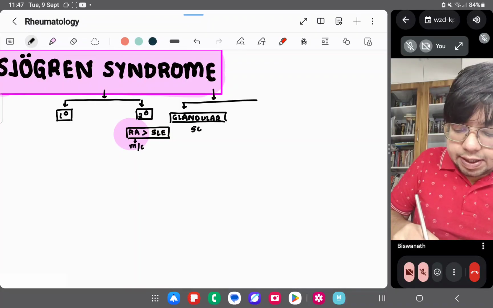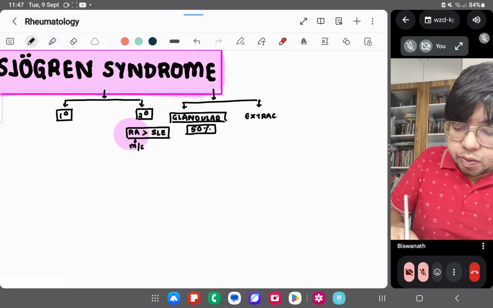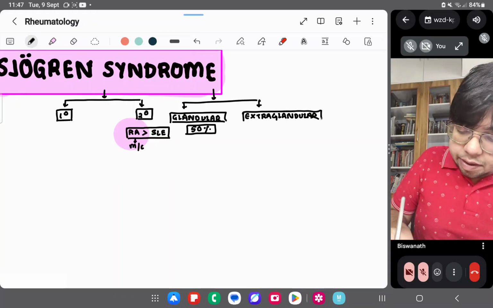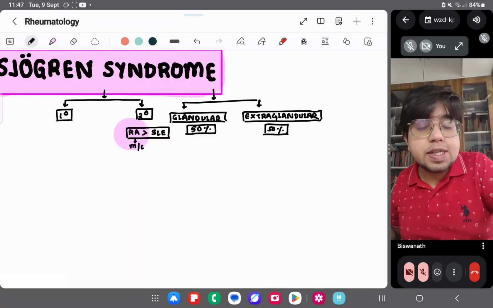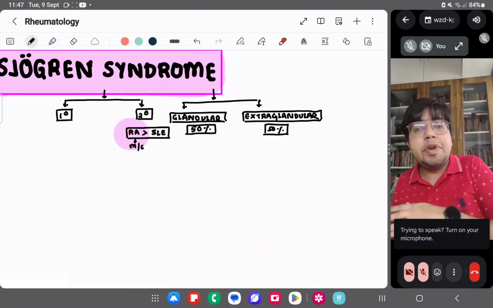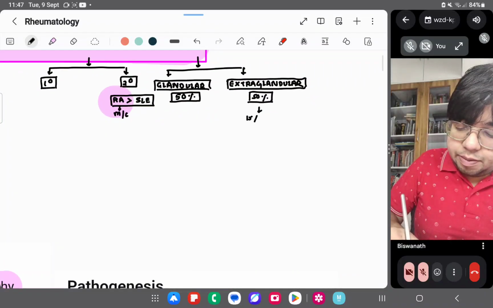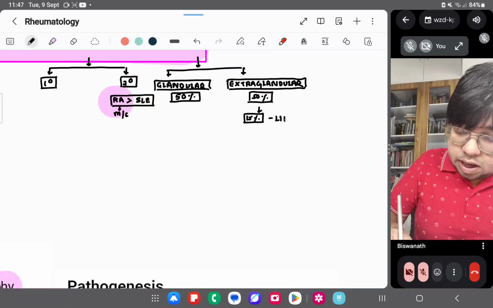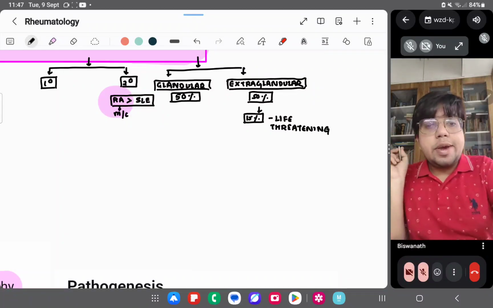which is 50% of cases, and extraglandular Sjogren, that is again 50%, the rest 50% of cases. Okay. And this extraglandular Sjogren is significant for us because it is a multi-system involvement, and 15% can get into life-threatening conditions, right? So 15% is life-threatening. Okay, this is done.